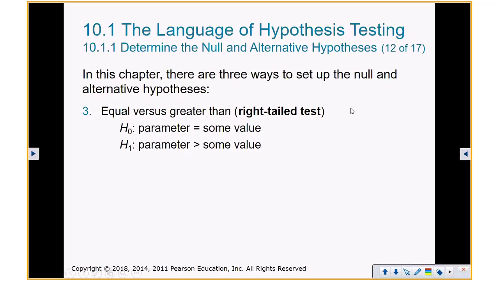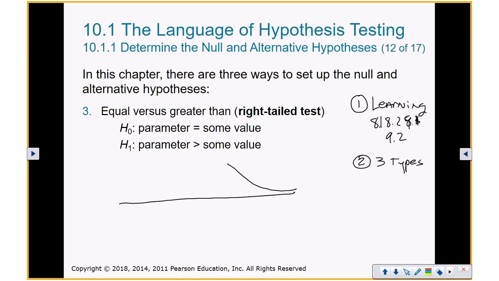Now, is it very important that you understand these three methods? Yes. Besides learning 8.1, 8.2, 8.3, 9.1, and 9.2, the second part would be to learn these three types. Okay? Learn these three types. And of course, this looks like a right tail test. That's a right tail test. Now, do you remember in the t-test, it had one tail, and then it had what? Two tails. That's what we mean. So you've got equals is two tail, and less than or greater than is what? One tail.